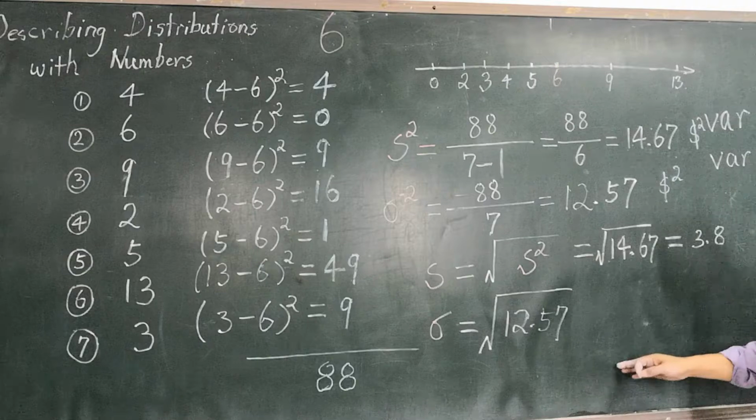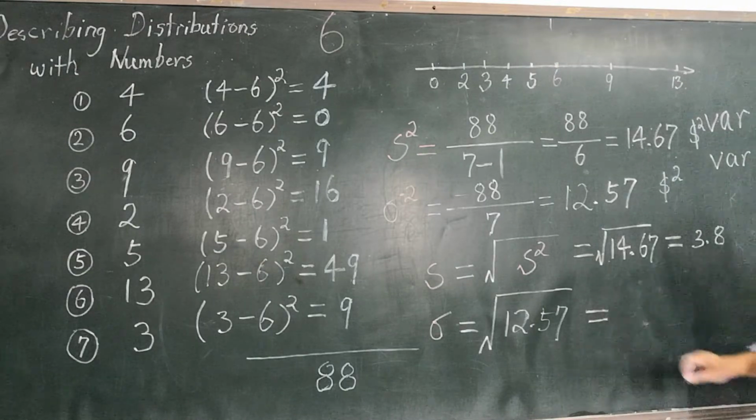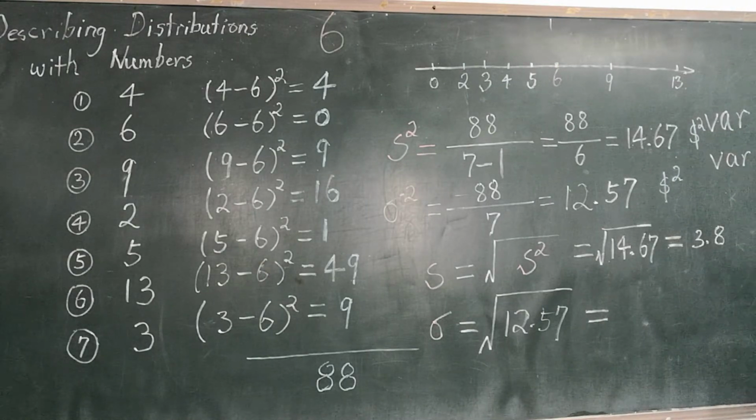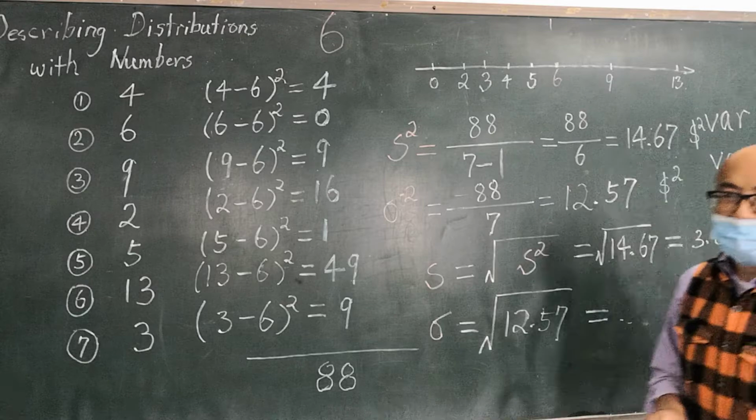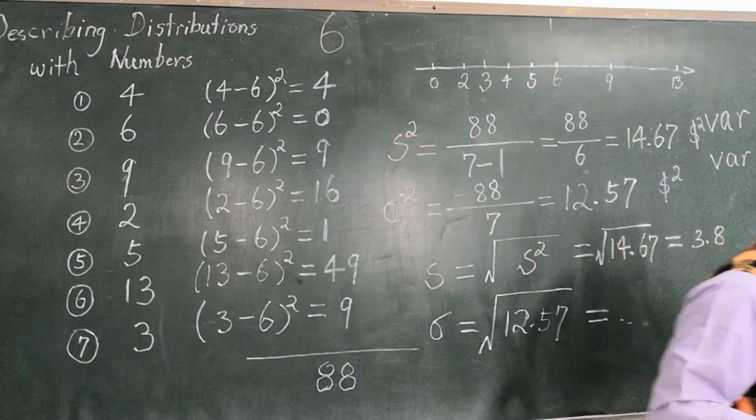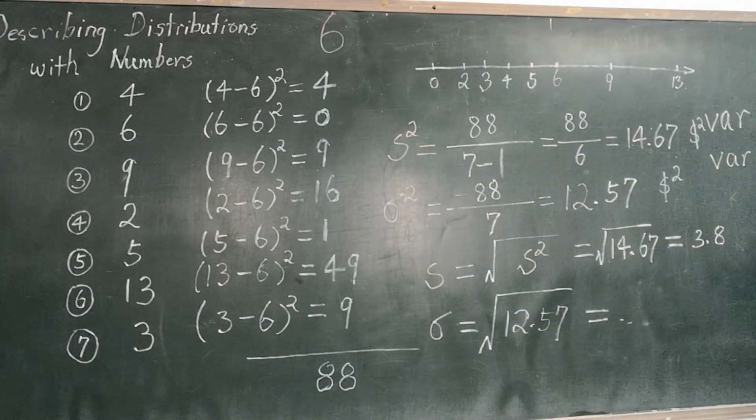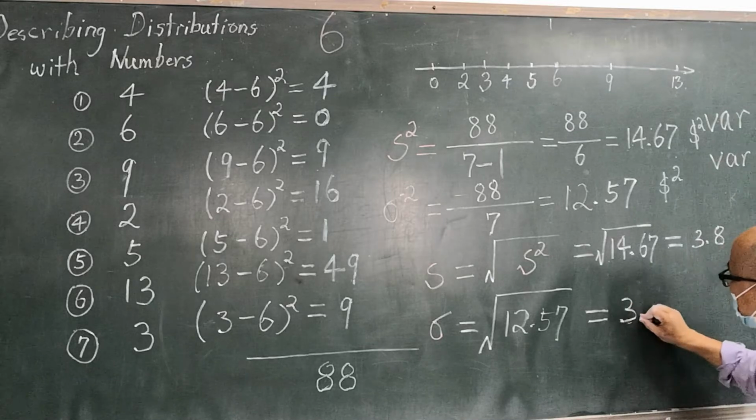Okay. Here's one now. What's the number? Oh, you do it. Okay, I don't wait. 3.5.